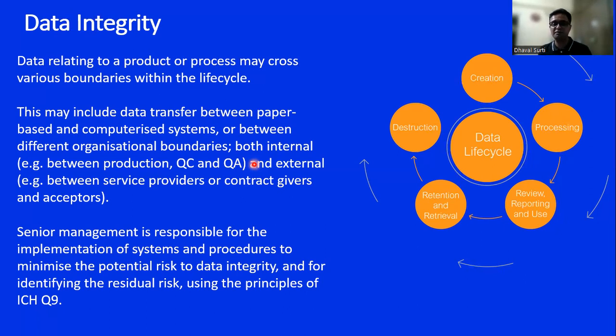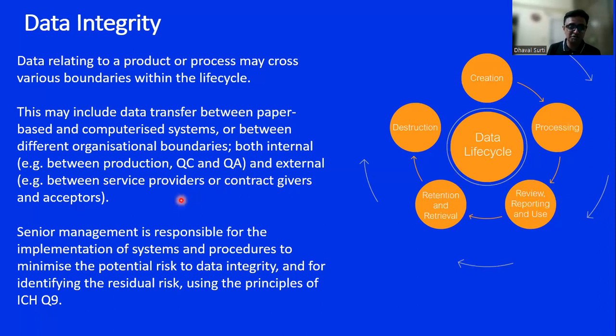So if we are manufacturing on a contract basis, if we are making our products, or we have given the loan license to another company to make products for us, on behalf of us, then data transfer from the contractor to us, or from us to the contractor, will be there. So there will be a lot of data transfer.